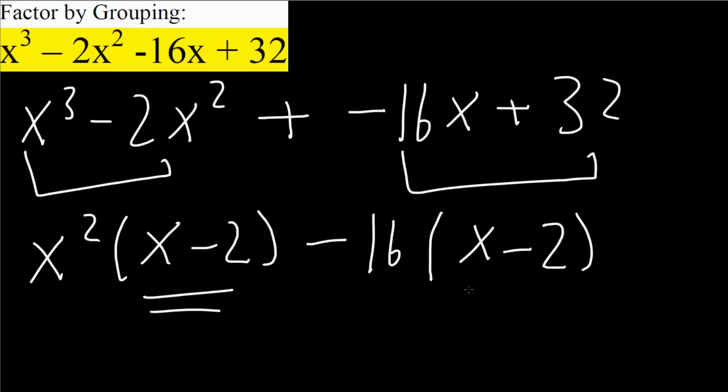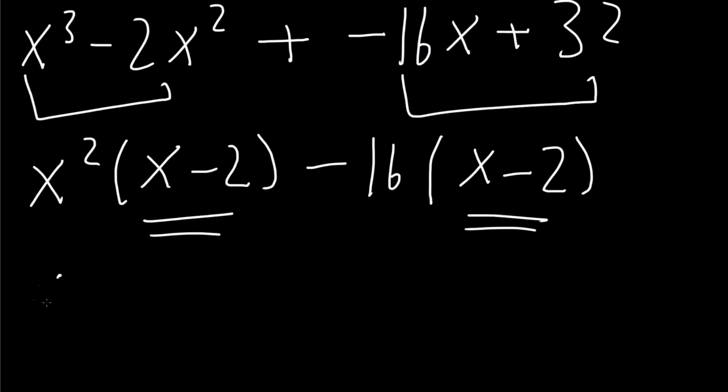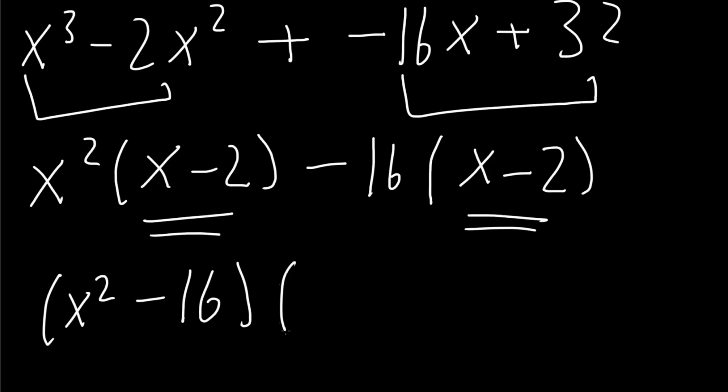So now we will do grouping. So x minus 2, x minus 2. So we would get x squared minus 16 parentheses x minus 2. And we ask ourselves, can we factor this out further? And the answer is yes.